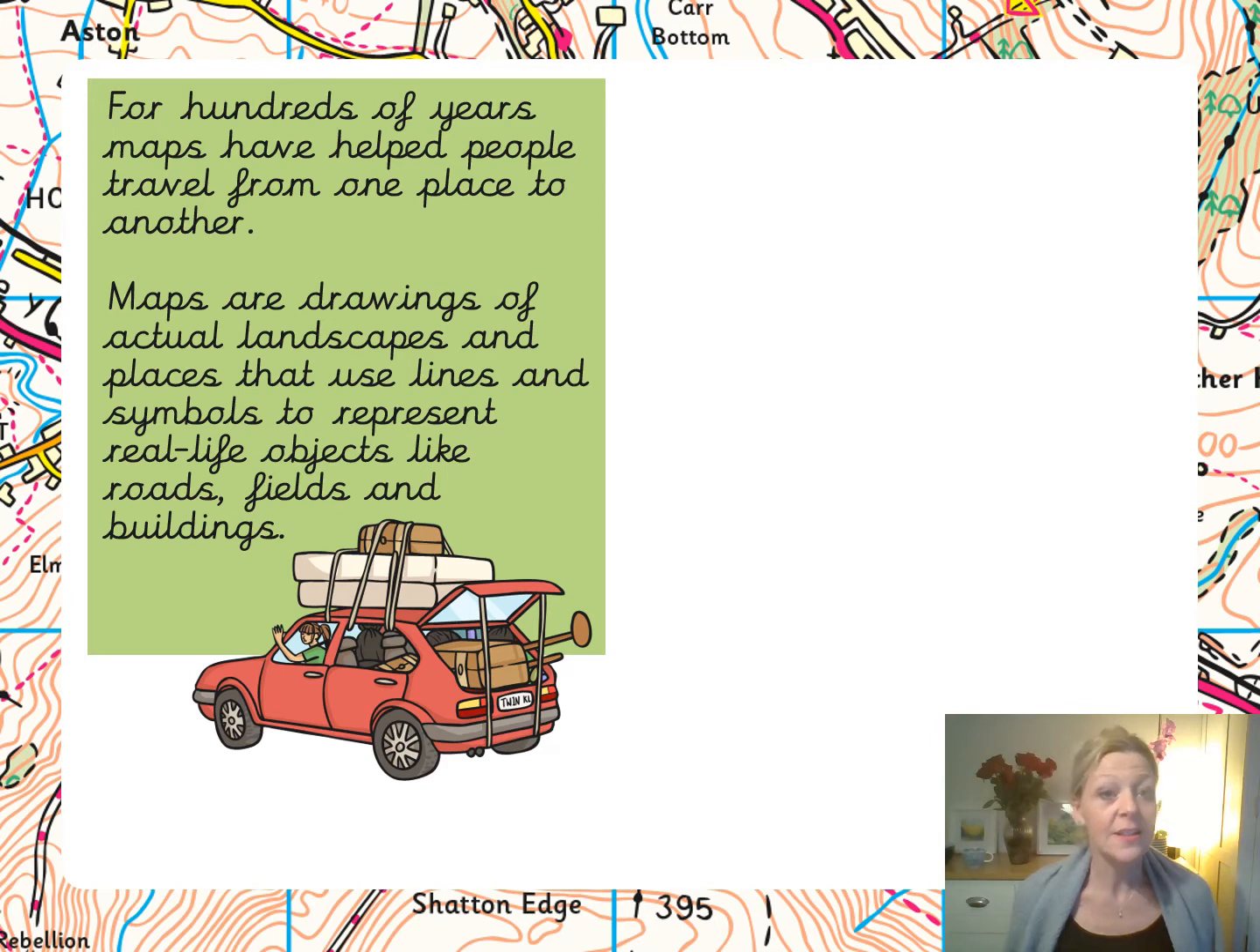For hundreds of years, maps have helped people travel from one place to another. They are drawings of actual landscapes and places, and they usually use lines and symbols to represent real life objects like roads, fields, buildings. Now, these objects and things that you find on a map are things that are always there. They might be naturally always there, or they might be human features which have been built, like a building or a house.